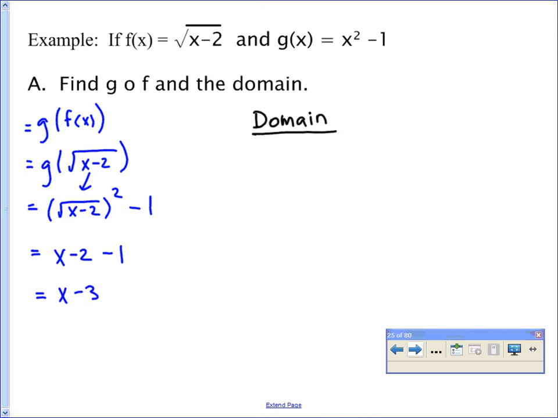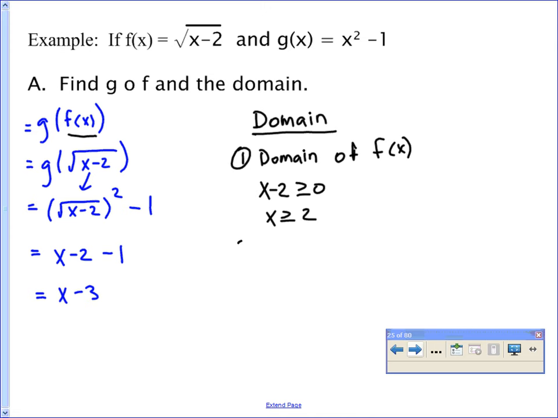All right, to find the domain, one, I'm going to find the domain of my inner function. In this case, that is f of x. So the domain of f of x is going to be that x minus 2 has to be greater than or equal to 0. So x is greater than or equal to 2.